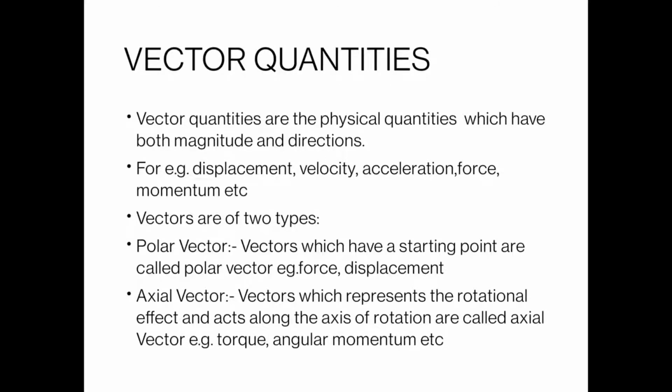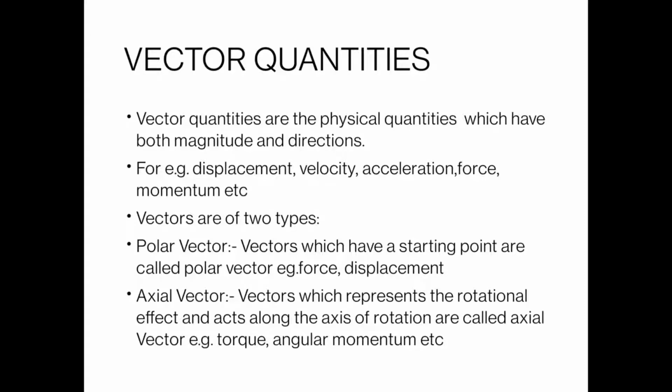Next one is vector quantities. Vector quantities are the physical quantities which have both magnitude and direction. Examples of vector quantities are displacement, velocity, acceleration, force and momentum, etc. But here vectors are of two types: polar vectors and axial vectors.